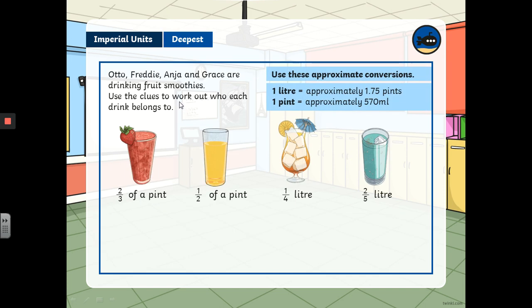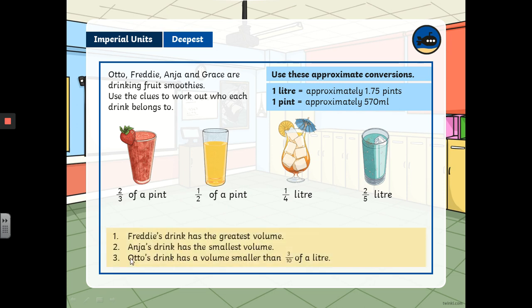Now, Otto, Freddie, Anya, and Grace are drinking fruit smoothies. Use the clues to work out who each drink belongs to. Now, 1 liter is approximately 1.75 pints. 1 pint, approximately 570 milliliters. So make these conversions: 2/3 of a pint, half of a pint, 1/4 liter, 2/5 liter.